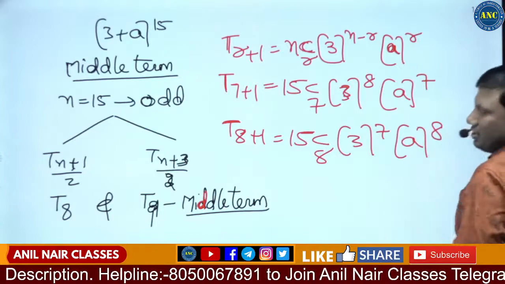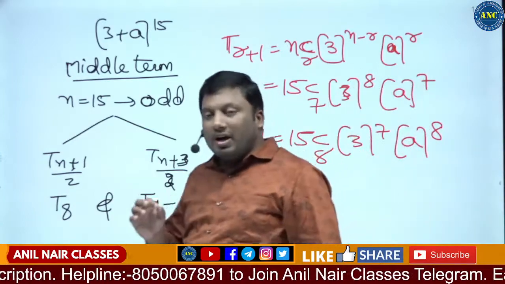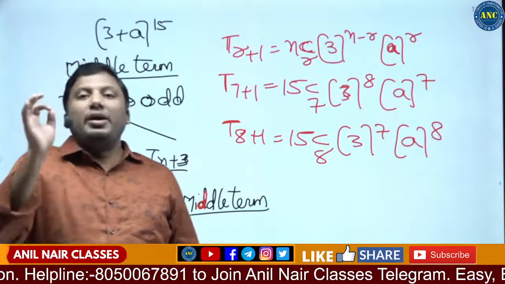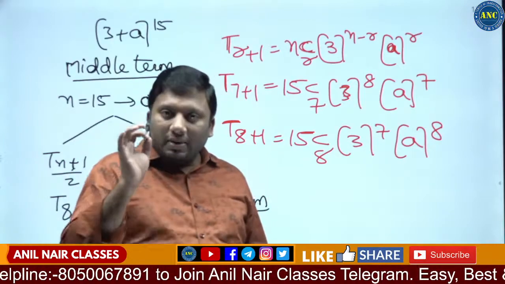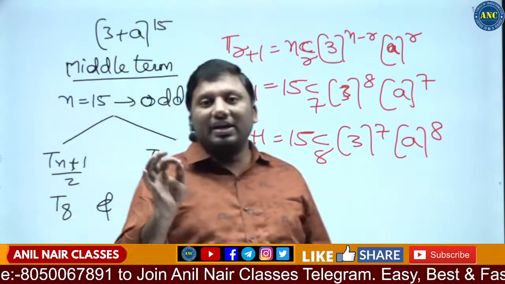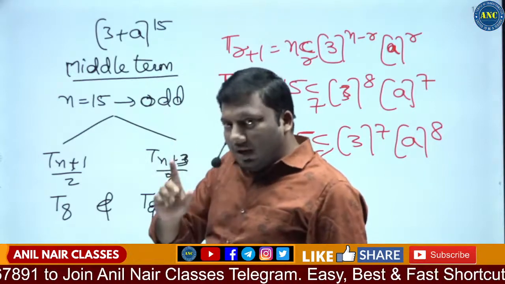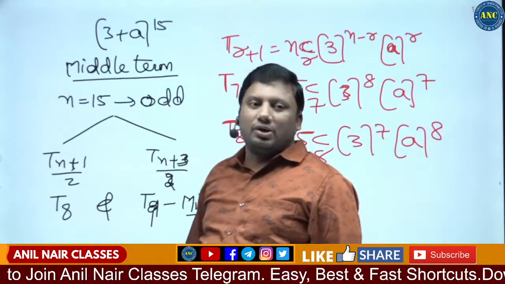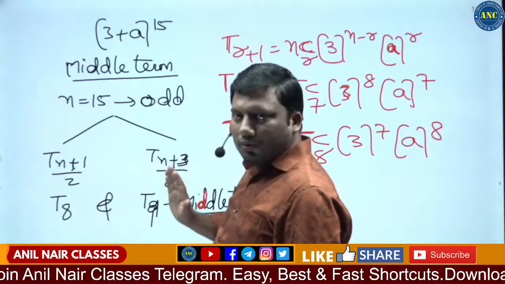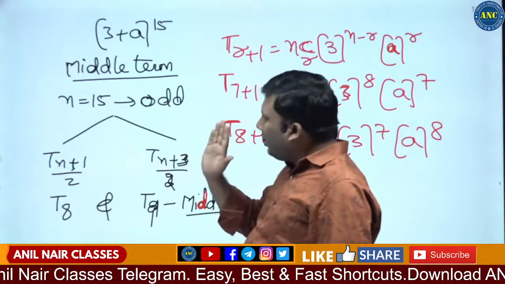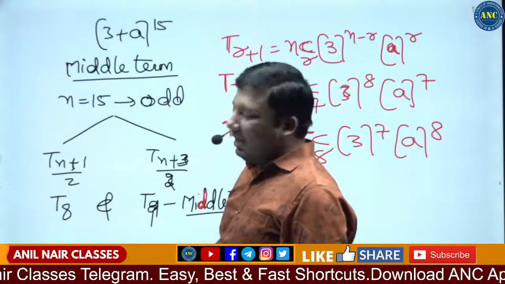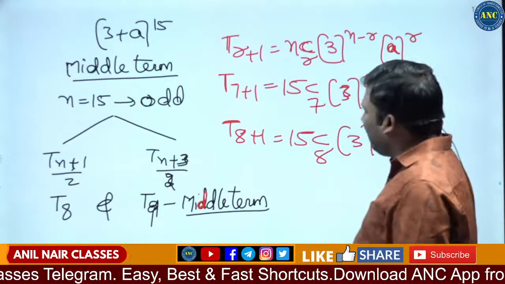If the power is an odd number, I will get two middle terms. Middle terms are given by T(n plus 1 by 2) and T(n plus 3 by 2). If it is an even number, I will get only one middle term, that is T(n by 2 plus 1). First question is clear, and the middle term also. I hope it is clear to you.